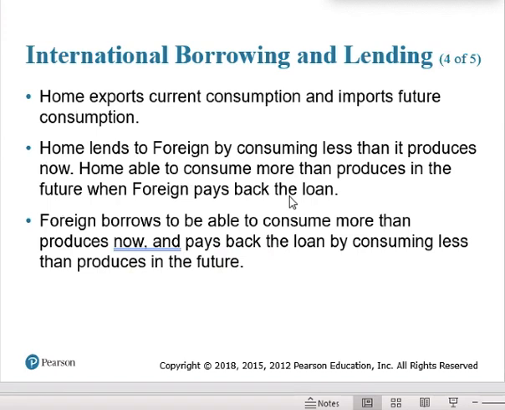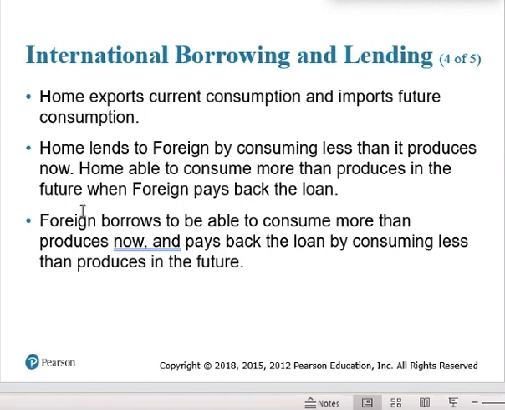So home exports current consumption and imports future consumption. And suppose home lends to the foreign country by consuming less than it produces now. So home country is good at producing now, right? So they produce a lot and then use the remaining, the extra output that home produces. Then home can lend it to the foreign country. Okay, home is able to consume more than it produces in the future, because in the future the foreign country will pay back to the home country.